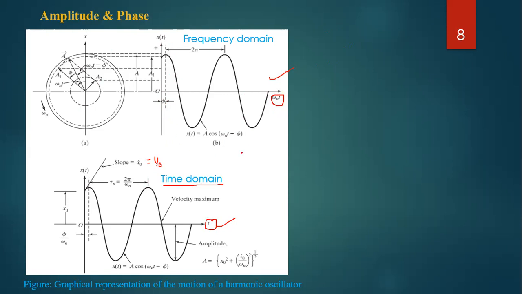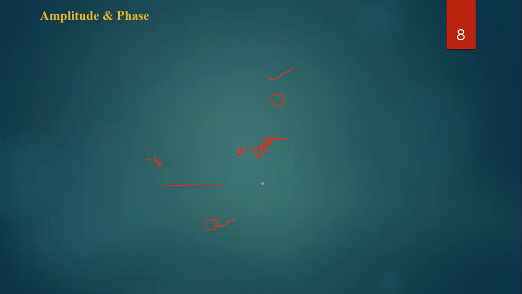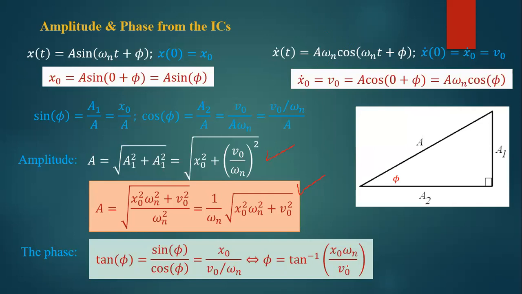In the frequency domain, the phase angle phi is equal to what we have derived. Phi is equal to, we can remove this term, it is just this term. This is actually a reverse. This is v naught over x naught.